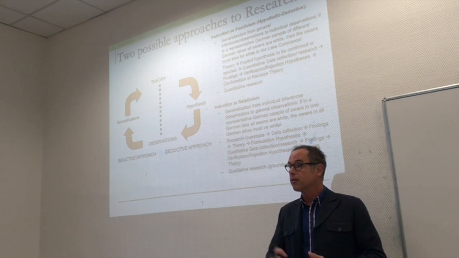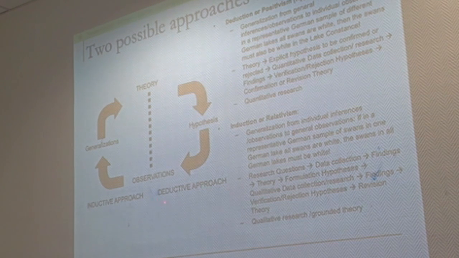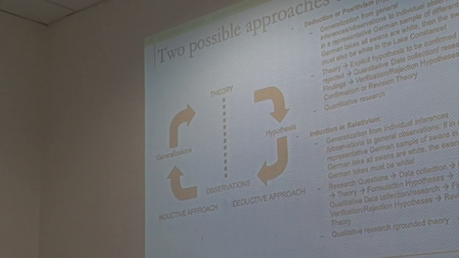The other approach is, as you might start from observations. It's called inductive approach. From the observations you try to generalize and you establish a theory. And once you have done that, you might switch to a deductive approach and establish hypotheses to confirm your theory, and you do a quantitative, larger sample design which confirms your theory.